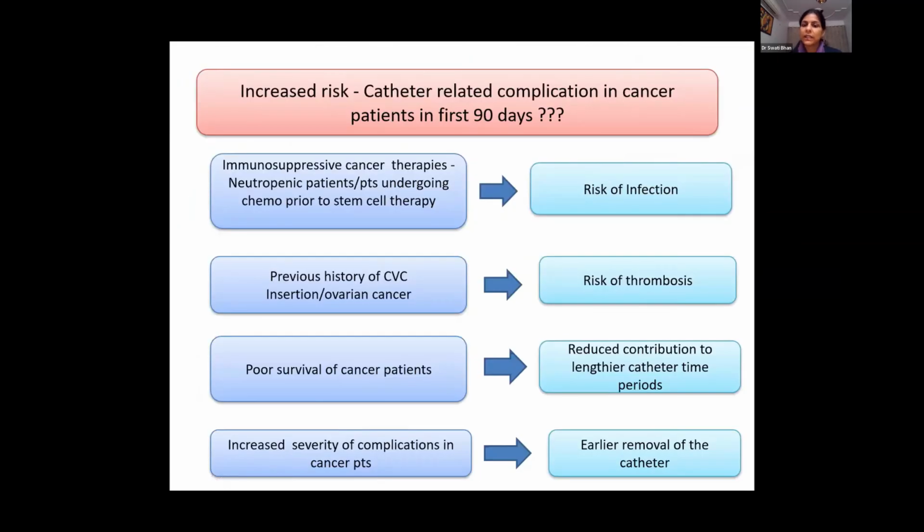And why is this so? Because cancer is a state where patients are on immunosuppressive cancer therapy, so there is a risk of infection. Cancer is itself a hypercoagulable state, so the risk of thrombosis will always be there. Coming to poor survival of cancer patients, this might be a reason for reduced contribution to the lengthier catheter time periods, and increased severity of complications in cancer patients in the first 90 days can be a reason for their earlier removal.